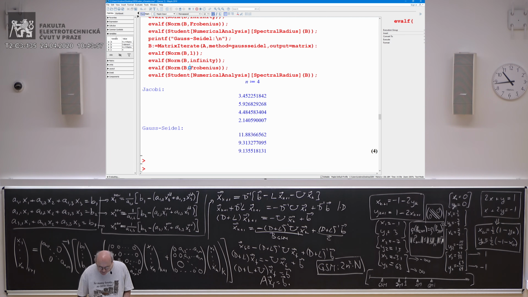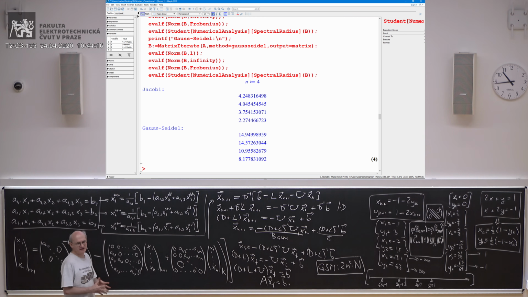And typically, the Jacobi iteration method has spectral radius closer to 1 than Gauss-Seidel. So that's what we learn from this picture, from this experiment, that actually getting those iterative methods to work is not easy. For a randomly chosen system, essentially we are out of luck. Fortunately, in applications, we are not working with random systems, but they usually follow some pattern.